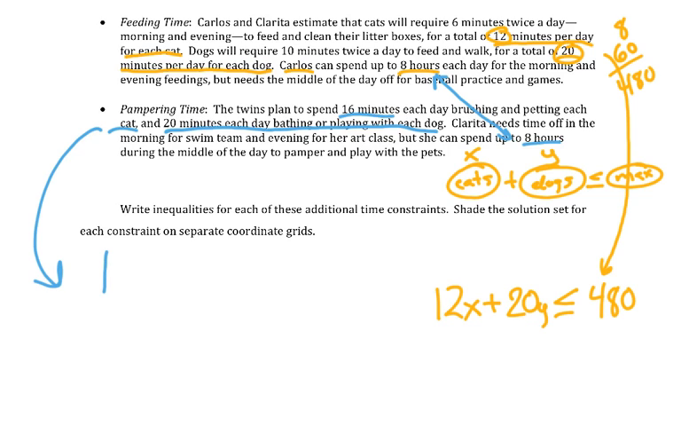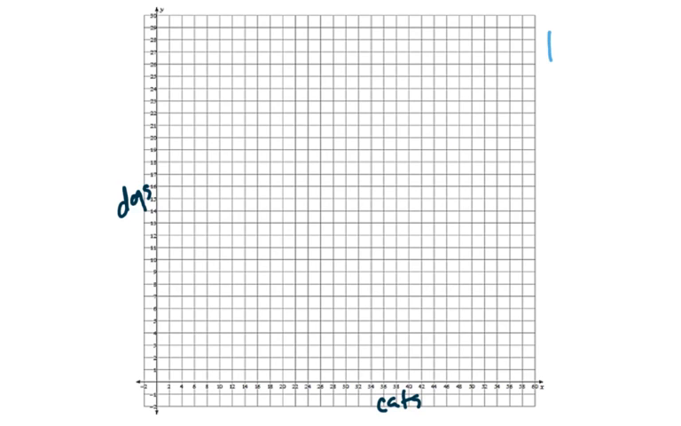For the cats, the amount of time is 16 times the number of cats. For the dogs, it's 20 times the number of dogs. Added together, that has to be less than or equal to the 480 minutes, which was 8 hours. So there's our other one. Now we look at the graph, and we've got 16x plus 20y again less than or equal to 480.